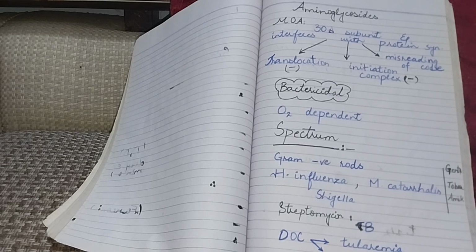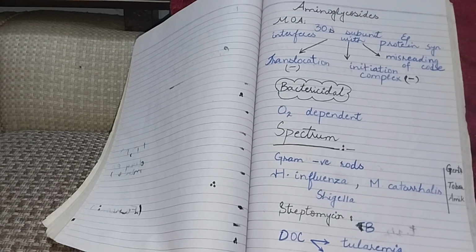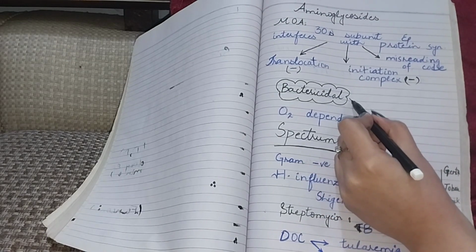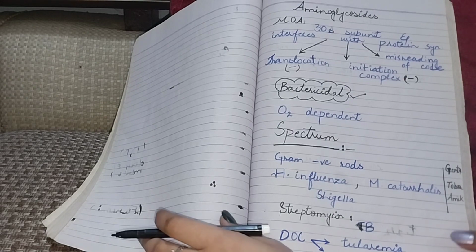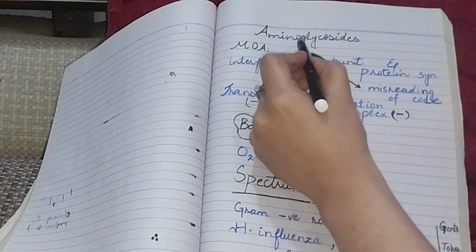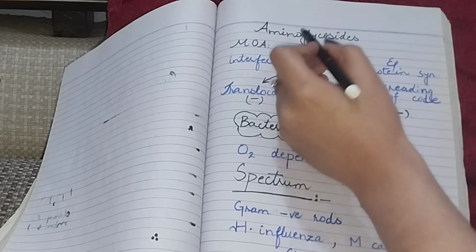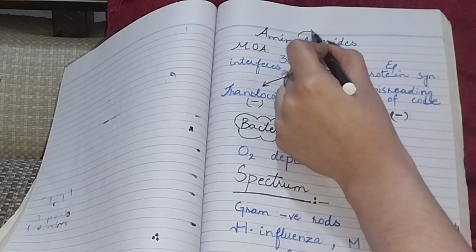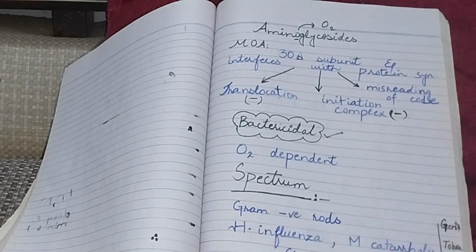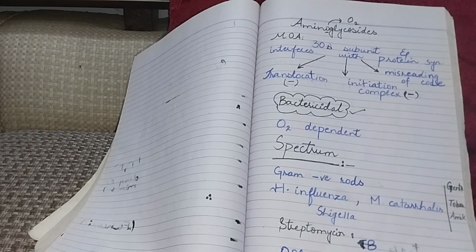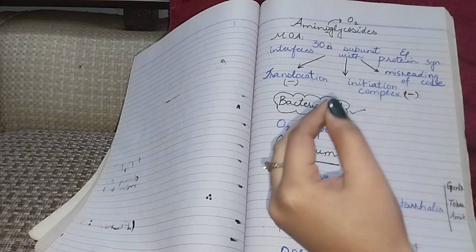All the bacterial protein synthesis inhibitors we have studied till now are bacteriostatic, but aminoglycosides are bactericidal. What is the O in aminoglycoside saying? It is saying that aminoglycosides are oxygen dependent. So it means all the anaerobes are resistant to aminoglycosides.